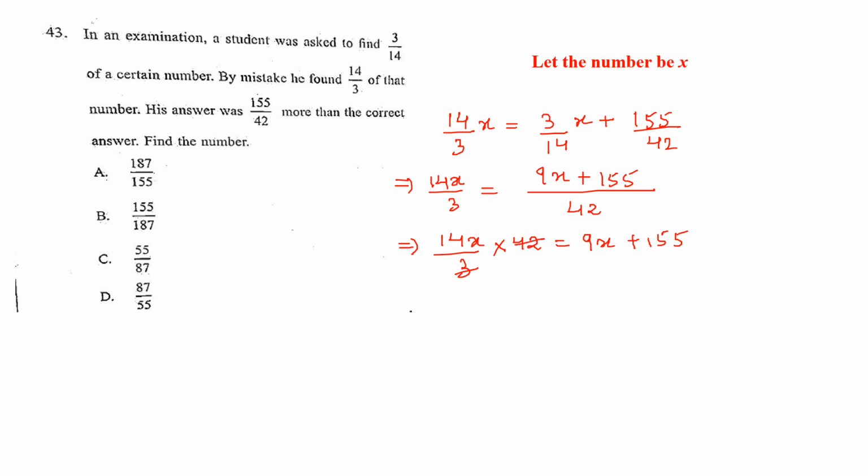So let me reduce it. It will be 14, and 14 into 14 is 196x, and I'm transposing 9x to the LHS. It will be minus 9x, equal to 155. And if you subtract 196x minus 9x, you are going to get 187x, which is equal to 155. So the value of x is going to be 155 by 187. Your correct option is going to be option B.